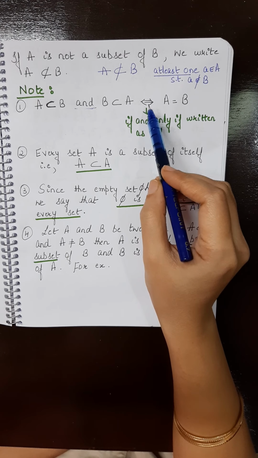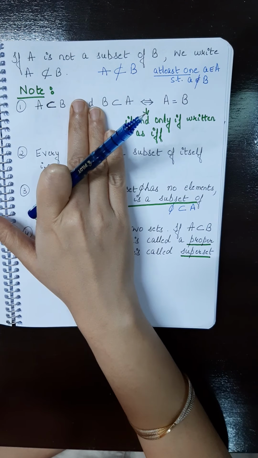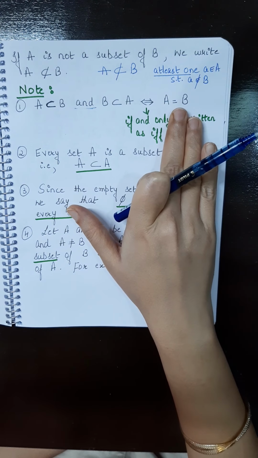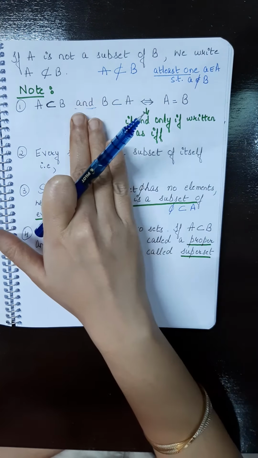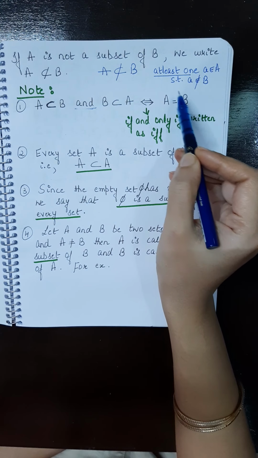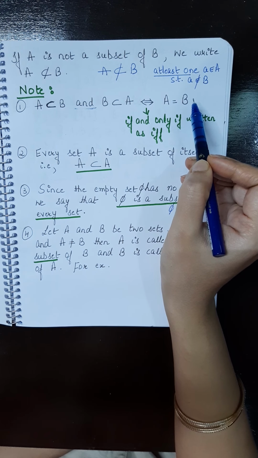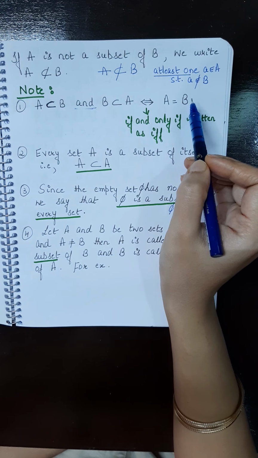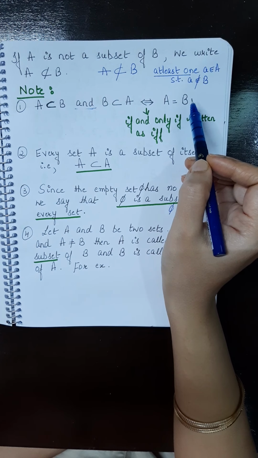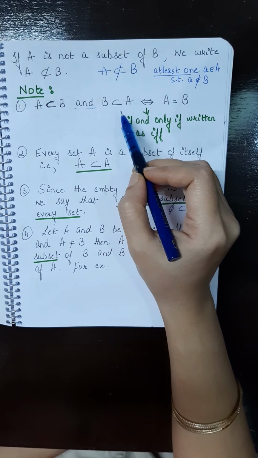Now what does this mean? This is double sided: if this statement is true then this is true, and conversely if this is true then this statement is true. So basically this becomes the definition for A is equal to B. And if you remember, when we studied equal sets, a set A is said to be equal to set B if every element of A is an element of B and every element of B is an element of A.